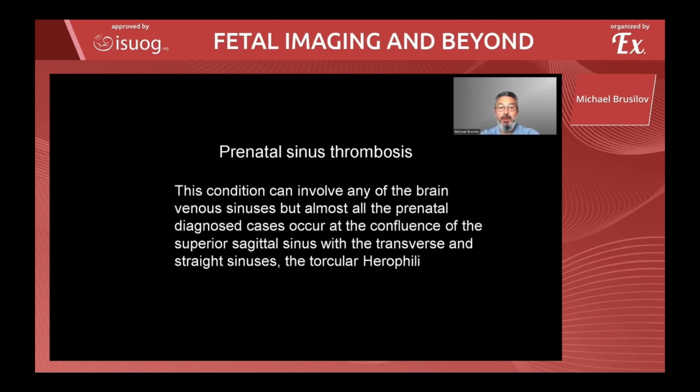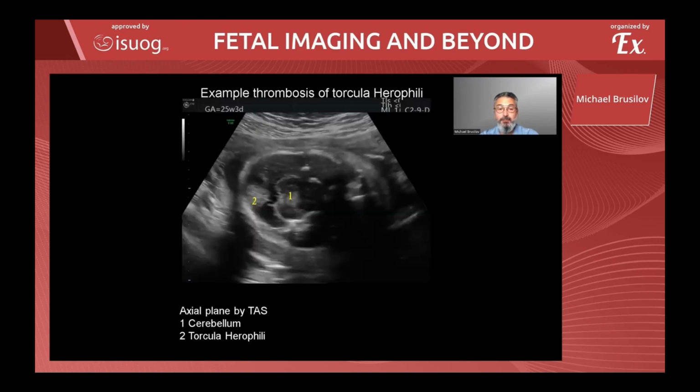Now we'll speak about prenatal sinus thrombosis. This condition can involve any of the brain venous sinuses, but almost all the prenatal diagnosis cases occur at the confluence of the superior sagittal sinus with the transverse and straight sinus, the torcular herophili. You can see here an example of thrombosis of the torcular herophili on the axial plane behind the cerebellum. You can see a hyperechoic area of the torcular herophili.